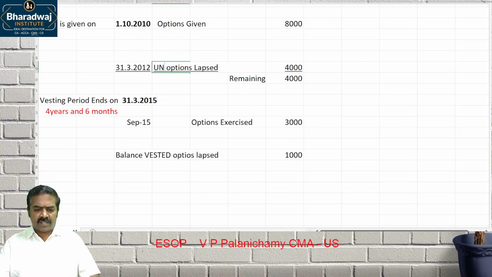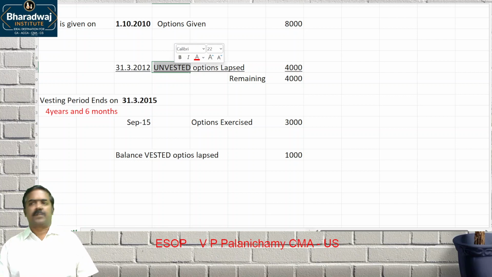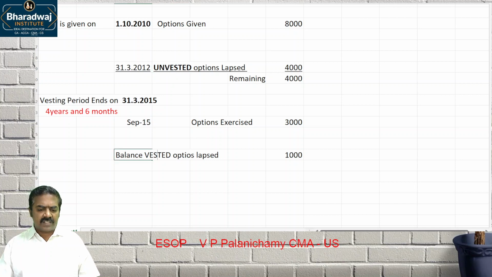What do you mean by unvested option? Vest means you're eligible to subscribe or eligible to buy. Before even the eligibility comes, these options lapsed. What do you mean by vested options lapsed? You're eligible to buy, but the employees are not buying. Is it compulsory to buy the share? No. So this is unvested options lapsed, like that it is given.